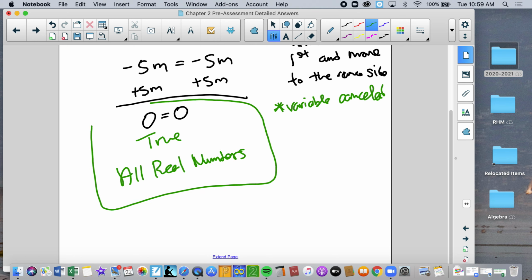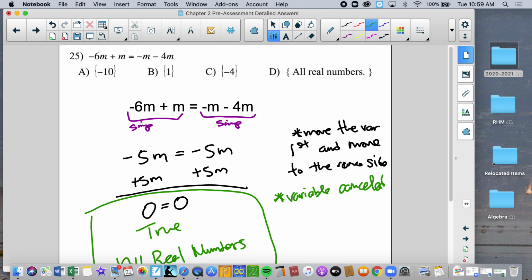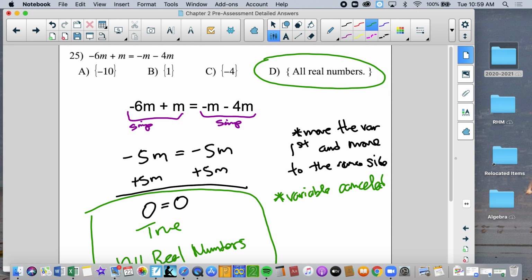And I need to see both of those pieces. I need to see the numeric statement. I need to see whether it's true or false. And then I need to know what your answer is. And your answer in this case is all real numbers.